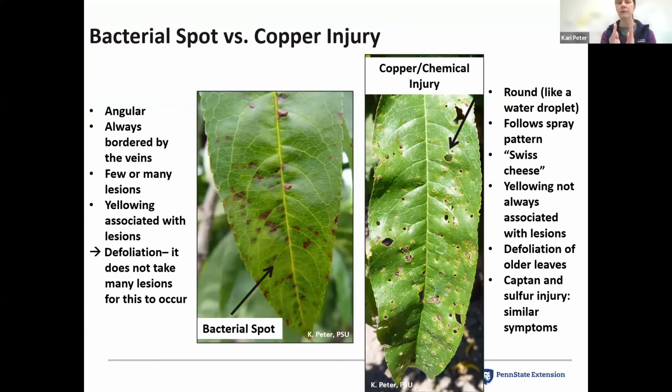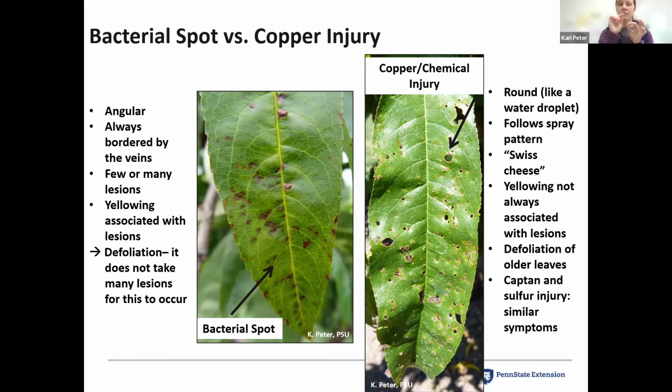So here are side-by-side pictures of leaves that show bacterial spot on the left, copper injury on the right. So bacterial spot, the lesions are always angular. As I tell people, as a mnemonic, the A in bacteria, the A in angular, okay? The lesions are always bordered by the veins.